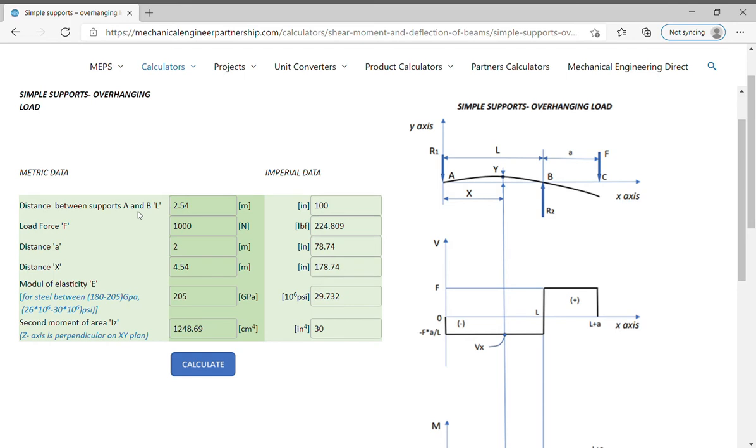Data are the length L, between supports A and B, in meters or inches, force F, in Newtons or pounds force, a distance of F force from B support, or distance between support B and point C, in meters or inches, x, distance in meters or inches. In this calculation we have the xy plane as in the figure, and the z-axis perpendicular to the xy plane. Modulus of elasticity E in gigapascals or psi, and the second moment of area in this case is in centimeters to the fourth power or inches to the fourth power.